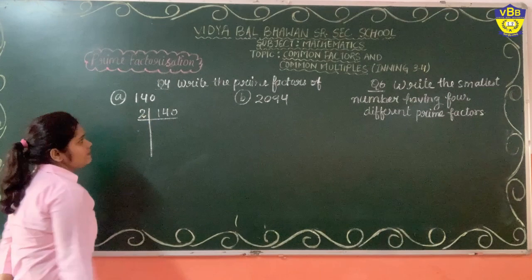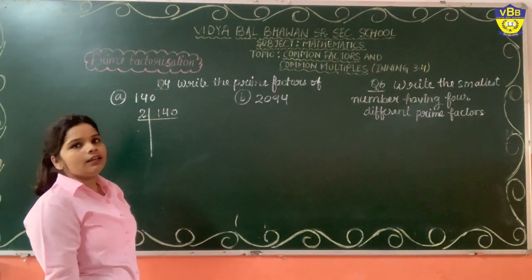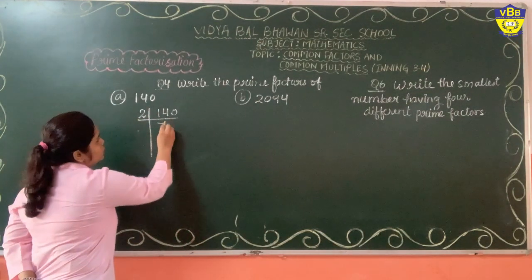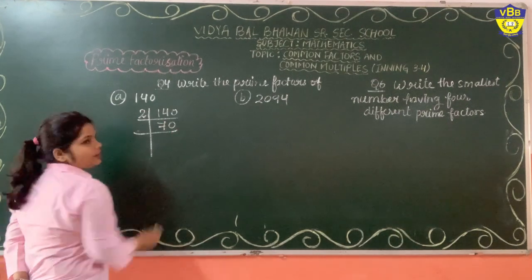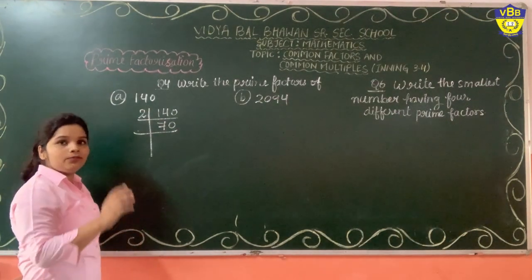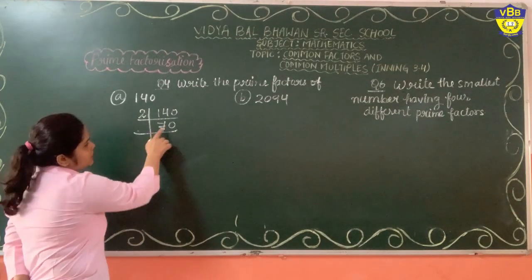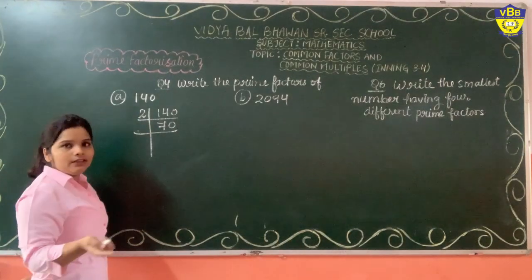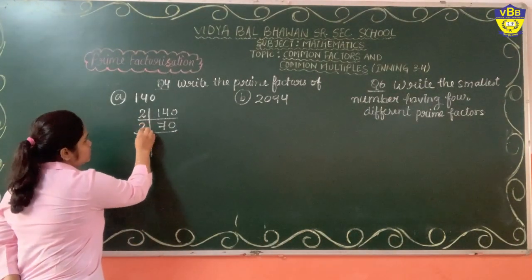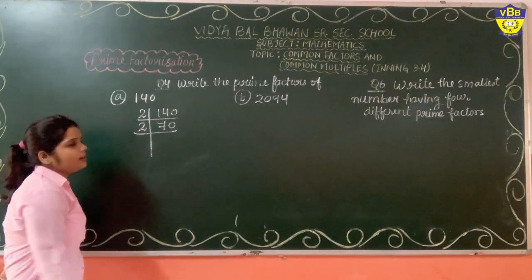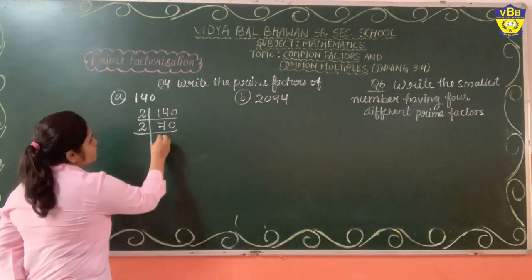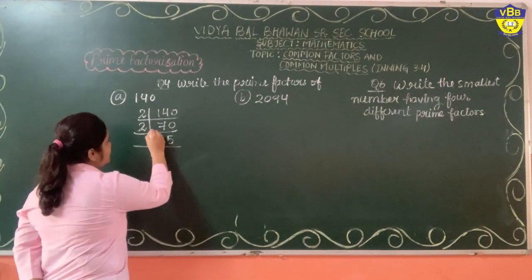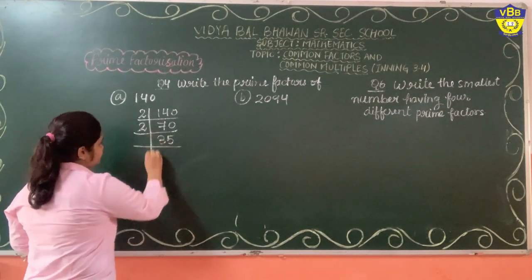So is 140 divisible by 2? Yes, because it is an even number. Divide 140 by 2, you will get the answer 70. Again, start checking from the smallest prime number, which is 2. Will 70 be divisible by 2? 70 is an even number, so it will be divisible by 2. So 2 is written here. Now divide 70 by 2. You will get 35. So 35 is written in the next horizontal line.